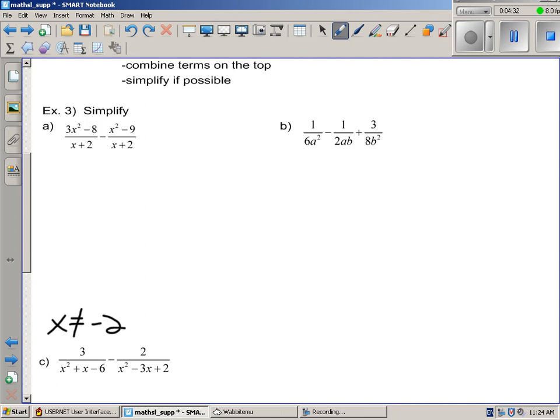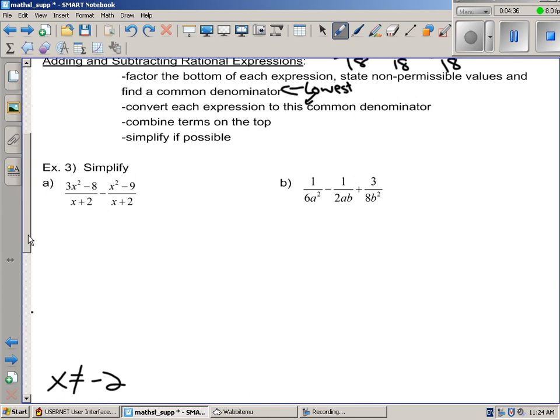That's right. Can't have negative 2. That's going to cause division by 0. Find a common denominator. Well, in this case, we actually already have a common denominator. So I can write this all over x plus 2. I have 3x squared minus 8. I'm just combining the top terms.